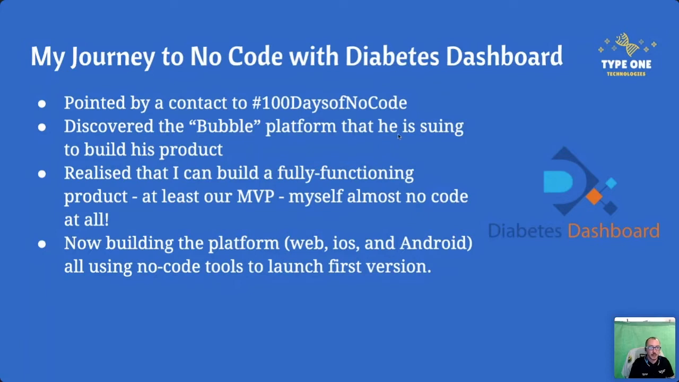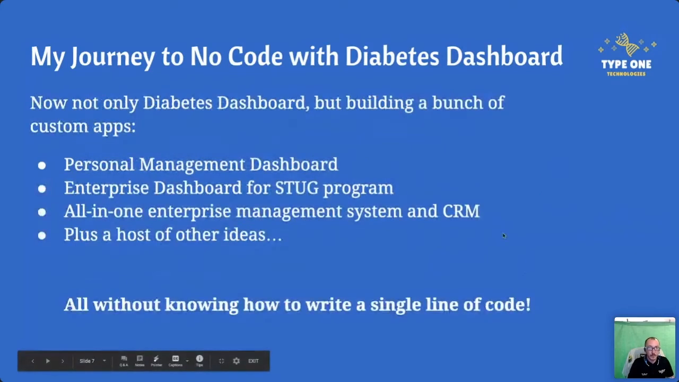So he pointed me in that direction, and I realized then that what I can do is build this fully functioning product, or at least the minimum viable product, something that allows you to get into the marketplace, build it myself, and without any code or almost no code whatsoever. And so now I am personally building a platform, the web version, the iOS version, the Android version, and I'm doing it all with no-code tools. To make Diabetes Dashboard do exactly what I want it to do, there's a little bit of what we call API connection, but even that, there are so many great plugins and things that I'll show you when we get in and have a look at the platform, that I can still make a lot of that work without having to write any code.